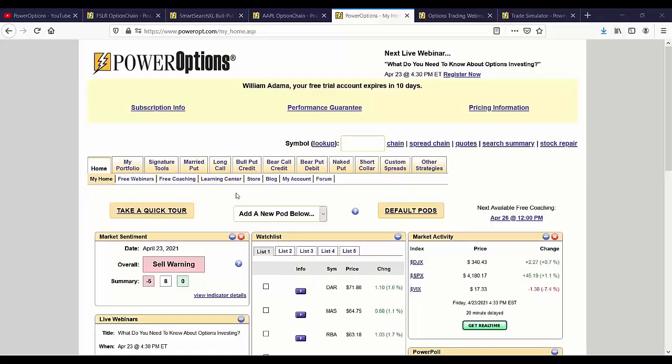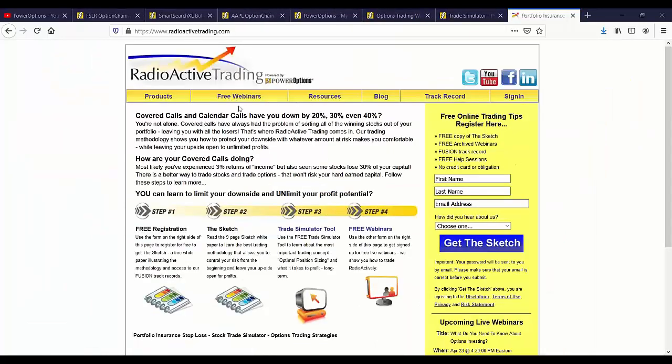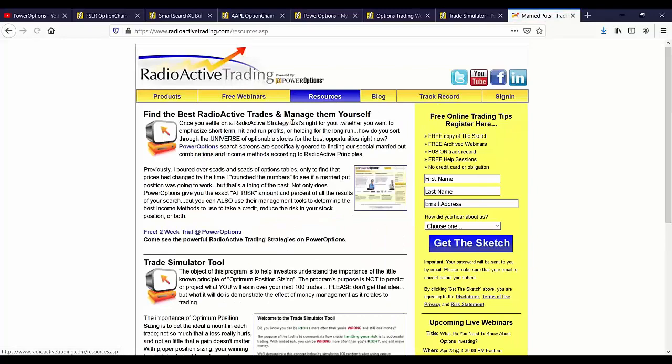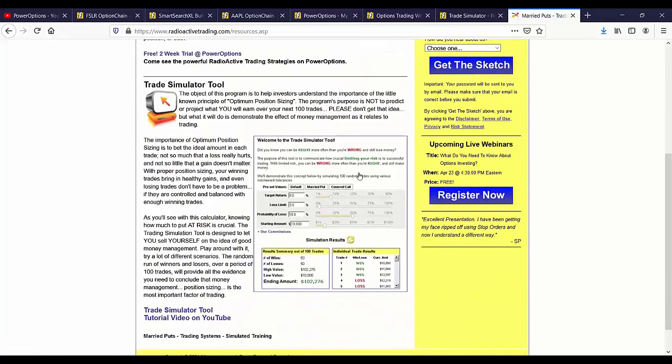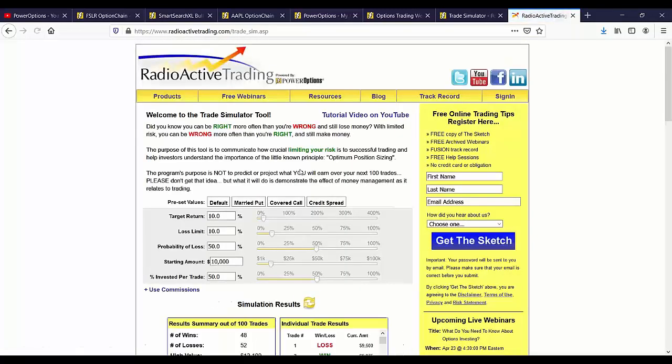While we were just here talking about the credit spreads, Rex, what he's talking about is the trade simulator tool. If I go to radioactivetrading.com, where we talk about the married put techniques we just mentioned and more, I go to resources and go into the trade simulator tool.